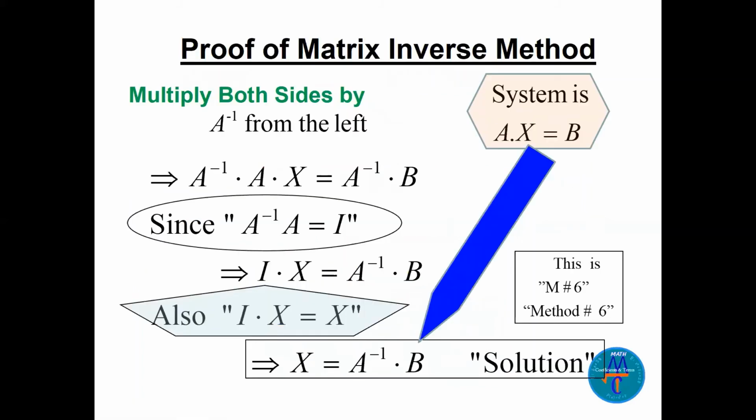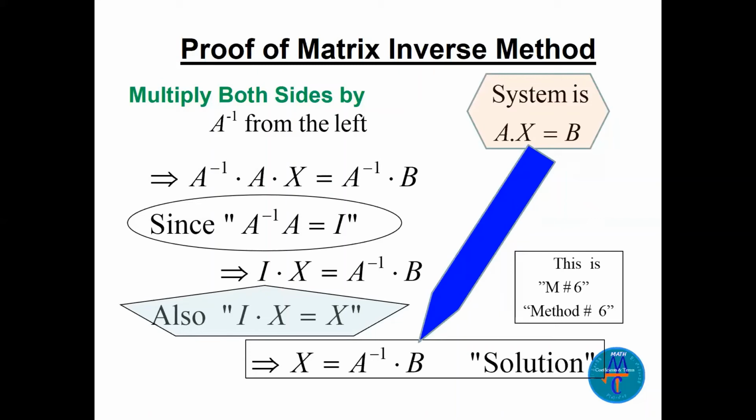This is the proof. If you have the system AX equals B, I need X. So multiply A inverse on the left side here. See, A inverse, A inverse. I have A inverse AX equals A inverse B. Just multiply on the left side of this equation by A inverse.